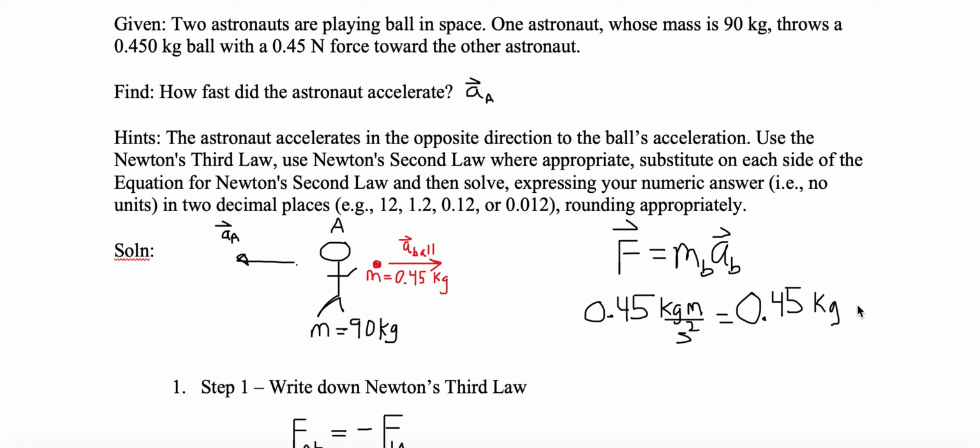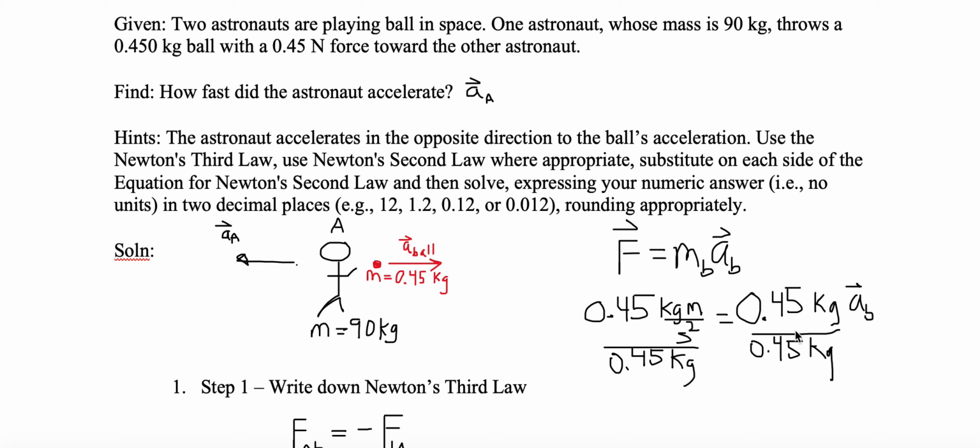And then we're just solving for the acceleration of the ball, so I'll just put a sub b here. Now to solve this, we need to divide both sides of the equation by 0.45 kilograms. And then we should be able to easily solve for the acceleration of the ball. So you can see it's kind of nice. We have some units and some numbers that are going to easily cancel here.